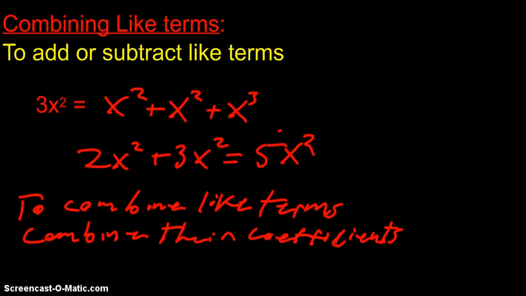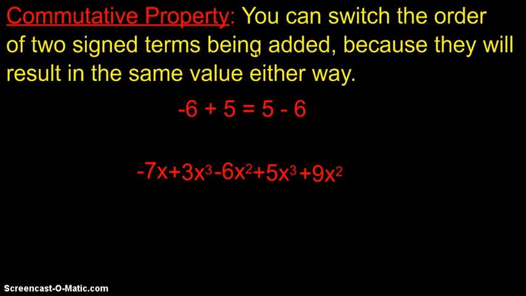So combining like terms is necessary for simplifying algebraic expressions. Let's take a look at an example of one now. We have a complicated expression down here, and not all these terms are like terms. We have negative 7x, which is a like term to nothing here.